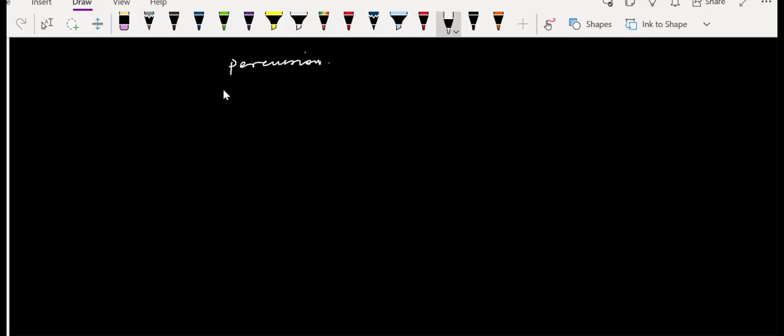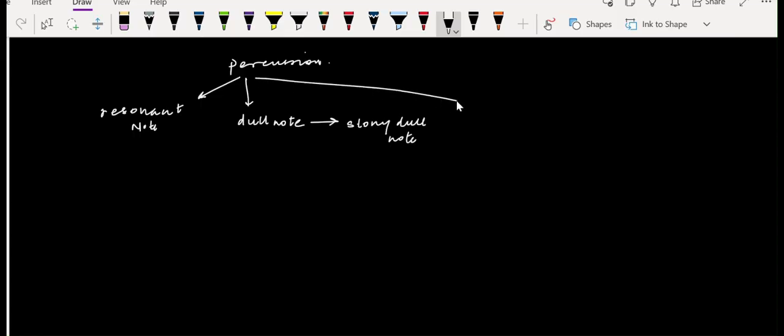Now there are a few notes which you need to know. One is the resonant note. The other one is called the dull note, which has another variety called a stony dull note. And the third one is the tympanic note. So let's first discuss where these notes are normal and where these notes become abnormal.